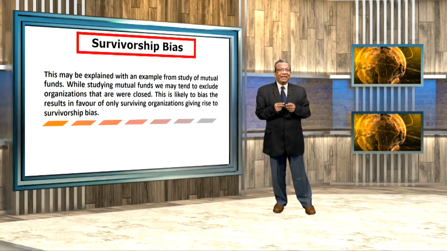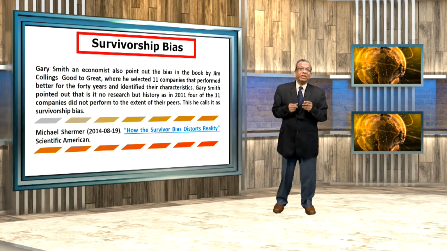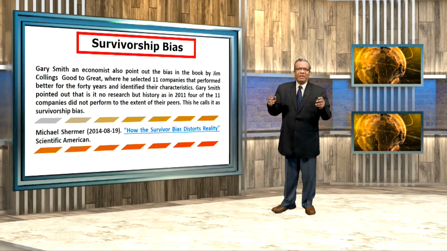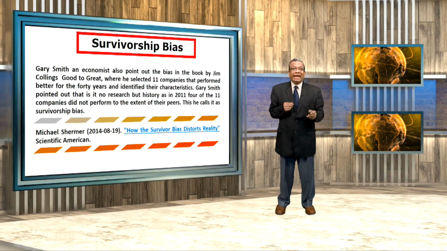Let me give some more examples. Gary Smith, an economist, also pointed out the bias in the book by Jim Collins, Good to Great. There, he selected 11 companies that performed better for 40 years and identified their characteristics. Gary Smith pointed out that it is not research but history.